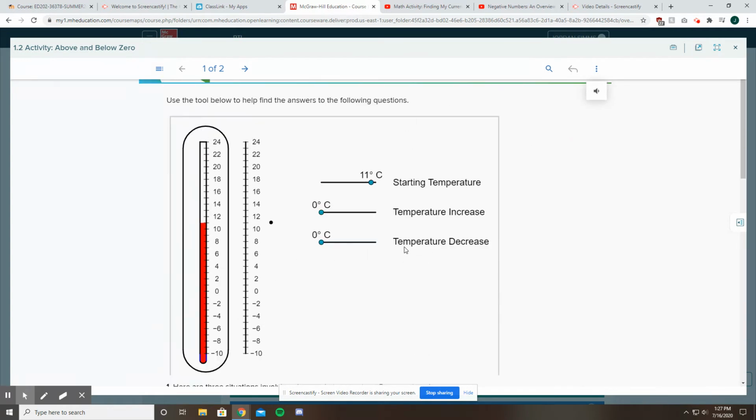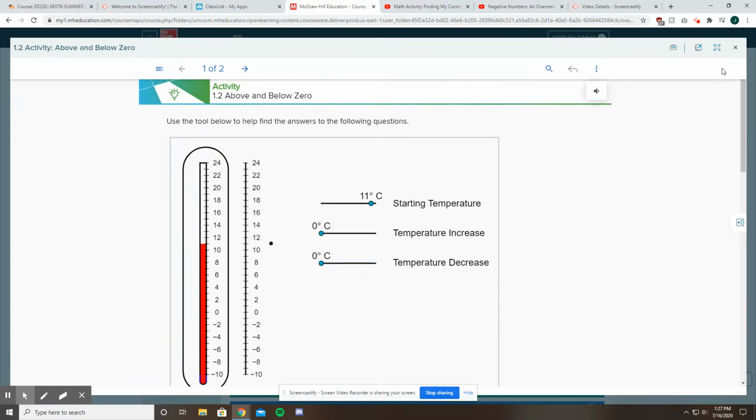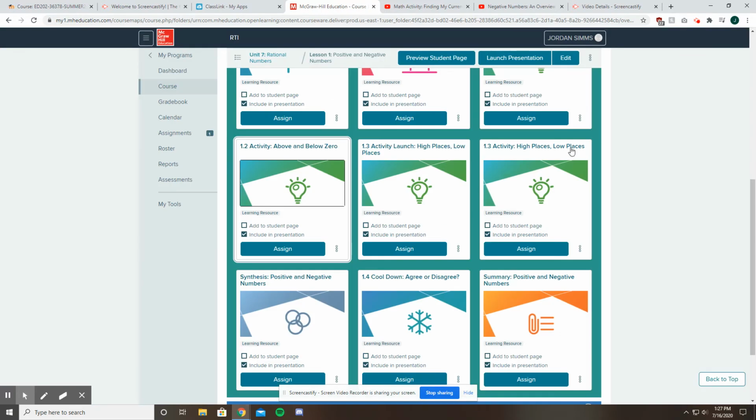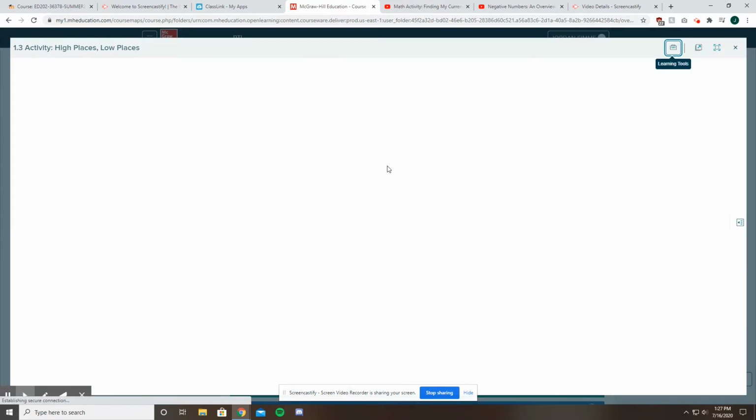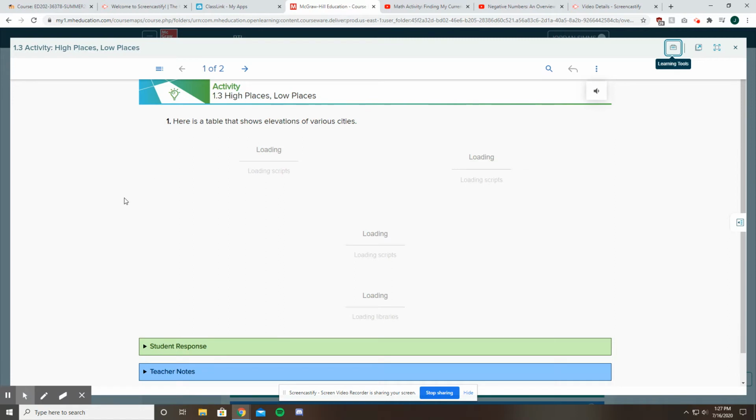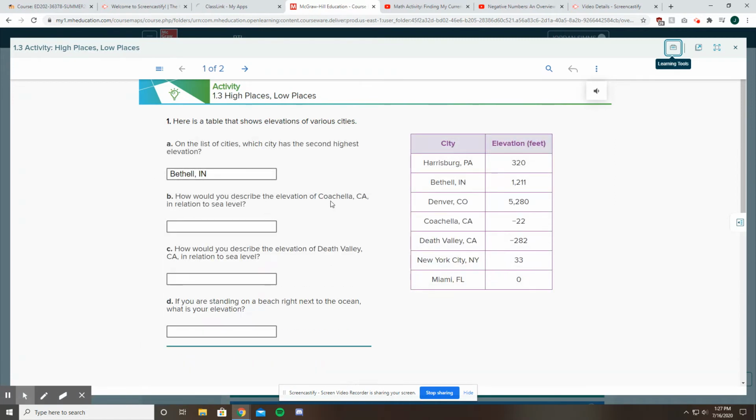So that's comparing positive and negative numbers using a thermometer. And then we move to high places and low places, Activity 1.3. This involves elevation. Elevation is where you are in relation to sea level, and sea level, as we've discussed, is at 0. What they do here is give you a list of cities. On the list of cities, which city has the second highest elevation? Once again, keywords here: the second highest.